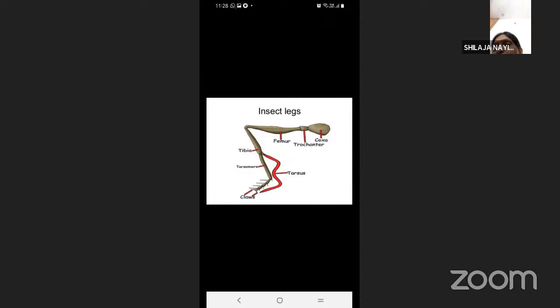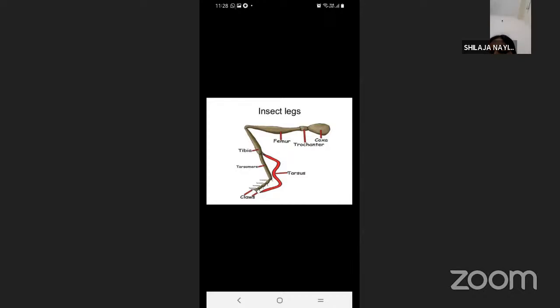With their stiff bristles there, they will be helping in cleaning the compound eyes. And they also have a spine-like structure to form a comb, and this antenna is drawn through it for cleaning.